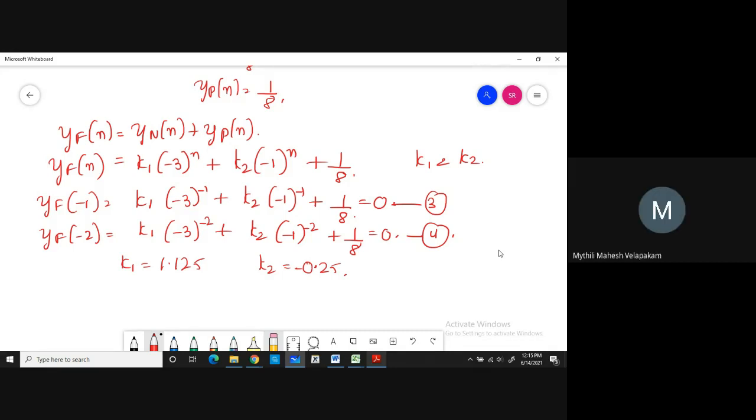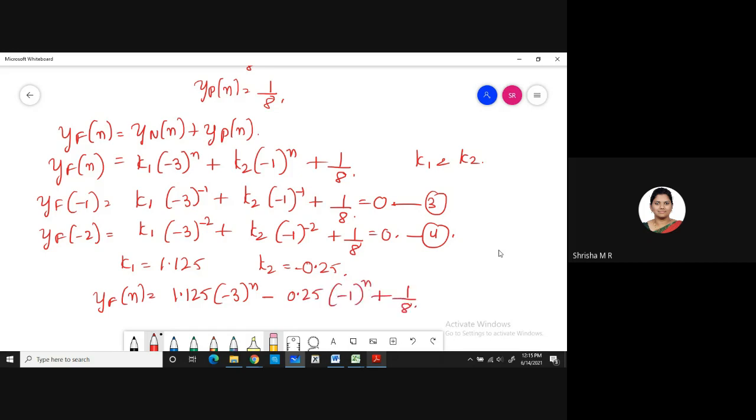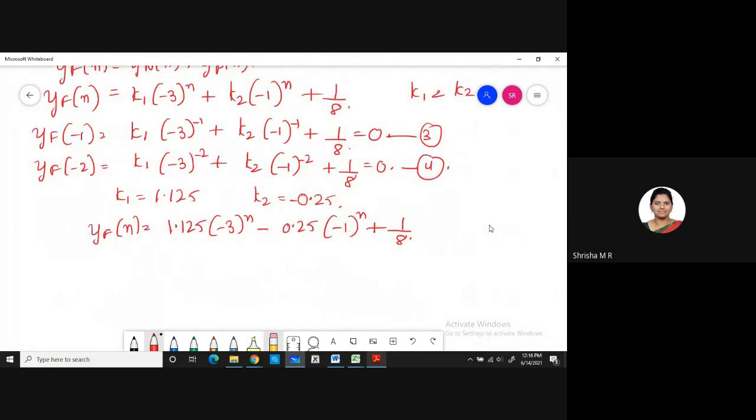So your yf of n would be equal to 1.125 into minus 3 to the power of n minus 0.25 into minus 1 to the power of n plus 1 by 8. This is your forced response. So now we'll find the total response, that is natural response plus forced response. So y of n is yn of n plus yf of n.